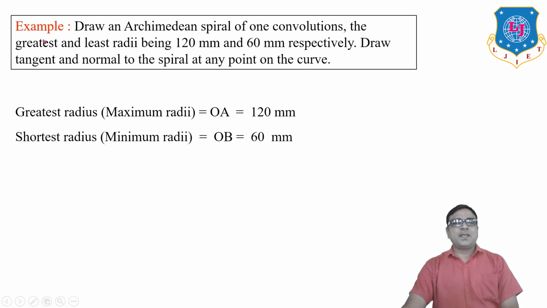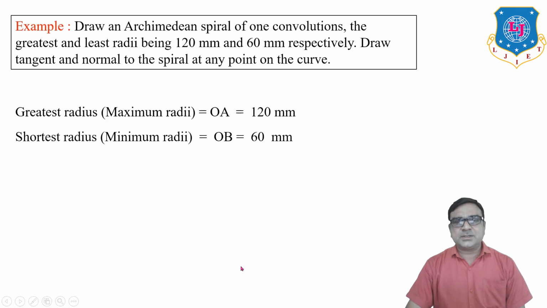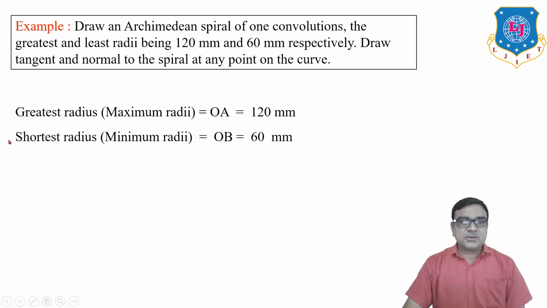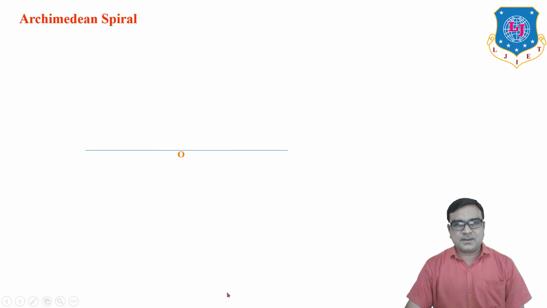Now take one example. Draw an Archimedean spiral of one convolution, the greatest and least radii being 120 mm and 60 mm respectively. Draw tangent and normal to the spiral at any point on the curve. So here in the given data we have a maximum radii 120 mm and minimum radii 60 mm. So start by taking a horizontal line. This is one center point O. Take OA and OB distances, which are 120 and 60 mm. Locate A and B. Draw a vertical line from O.